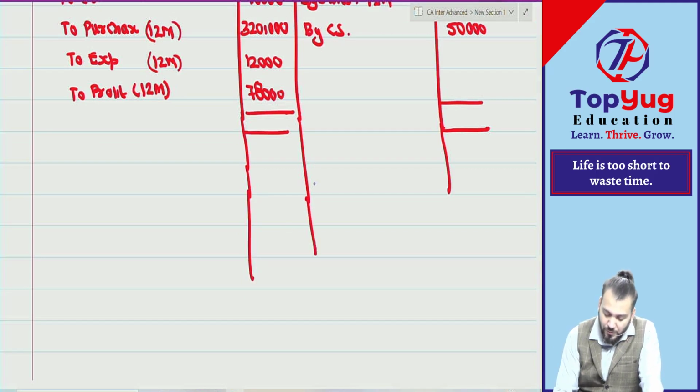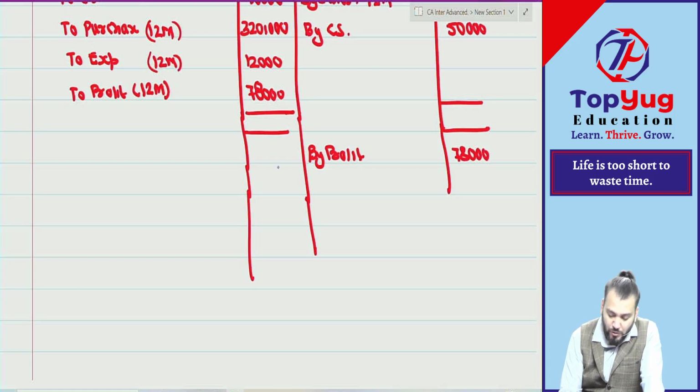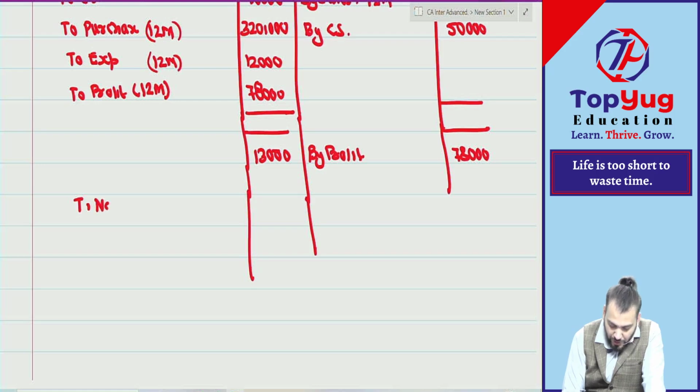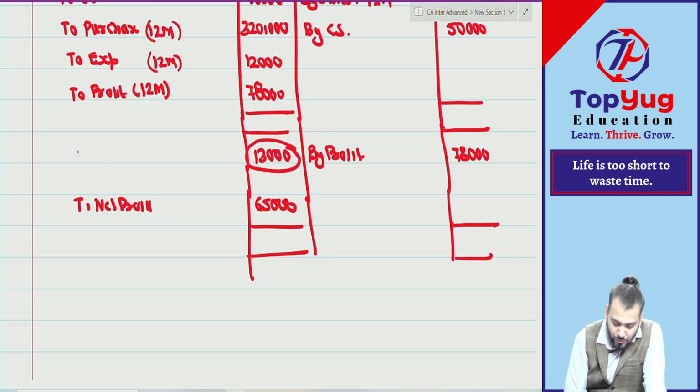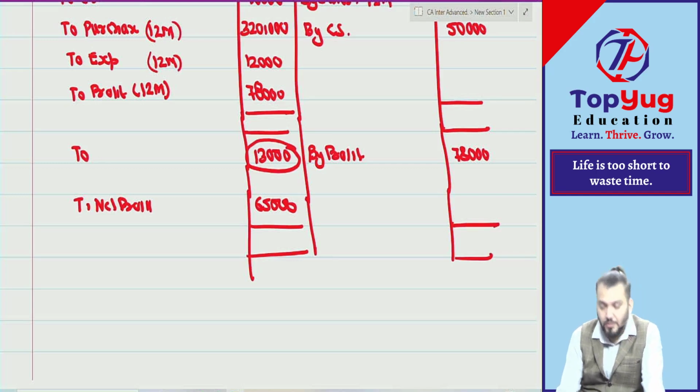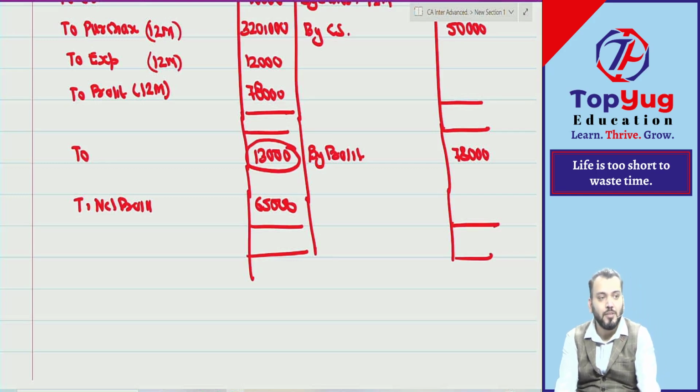Correct. Now if I transfer the profit, how much? 78,000. How much does not belong to Raman? 13,000. So how much belongs to Raman? To net profit, 65,000. Have you understood this point? So this will be transferred to whom? Correct. That we need to understand.